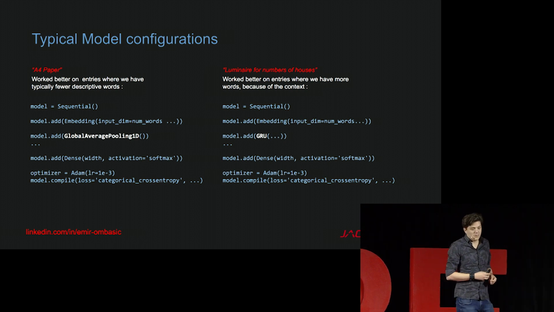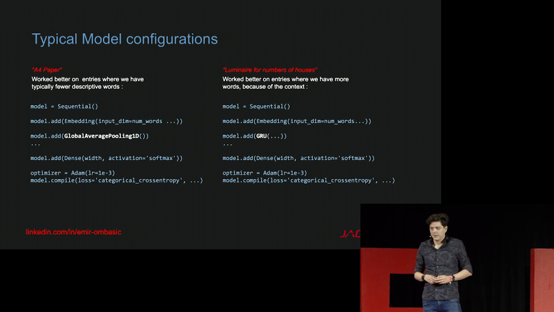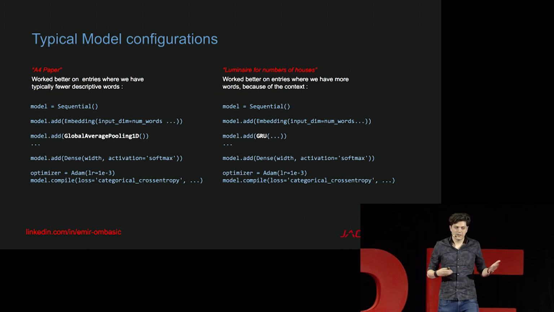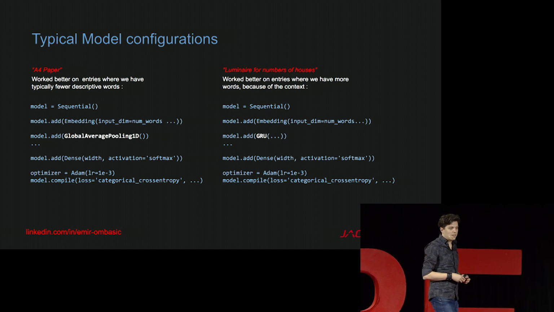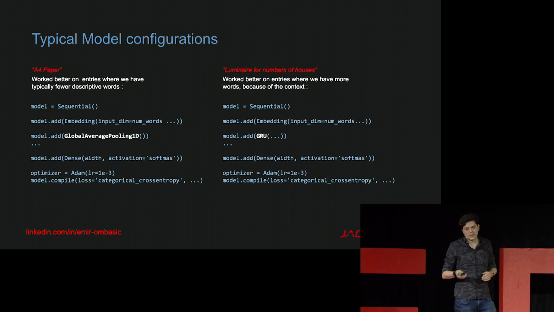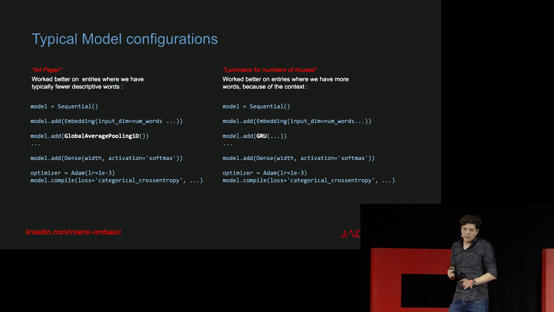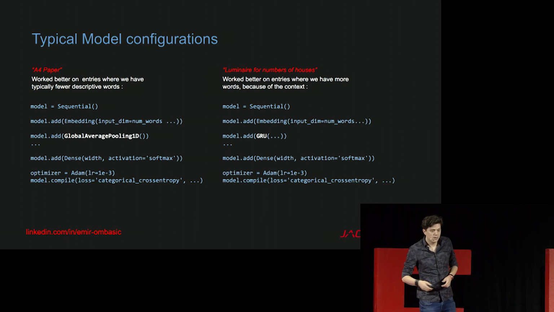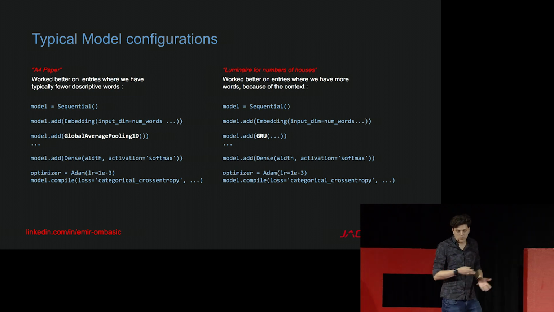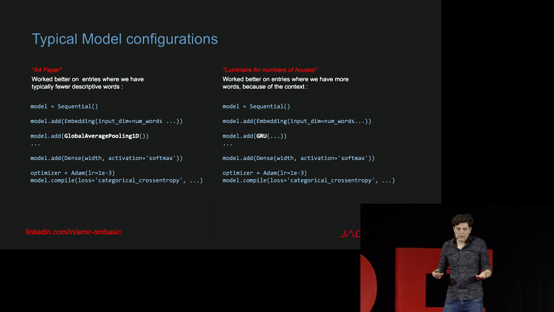But what happens if we have some complex scenarios like a luminaire for a number of houses? What is that? Is it a luminaire? Is it a number? Is it a house? What is it? Therefore, for these solutions, where we really depended on the context of the word, I used the GRU layer, which is a recurrent layer, and it learns the context of the words really greatly.